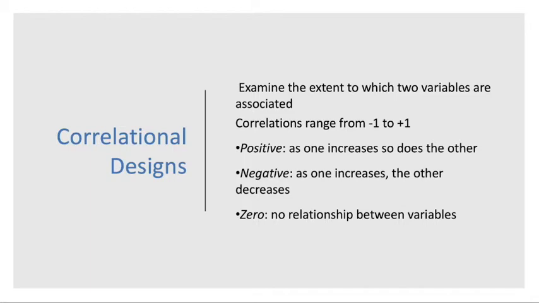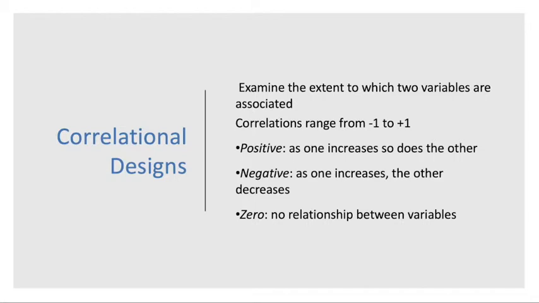So there's a positive correlation between depressive symptoms and social withdrawal. So the higher the depressive symptoms, the higher people tend to withdraw into their homes or withdraw from social environments, etc. And then the correlation could also be negative, meaning as one increases, the other decreases. And I'll give you an example of what that might look like.